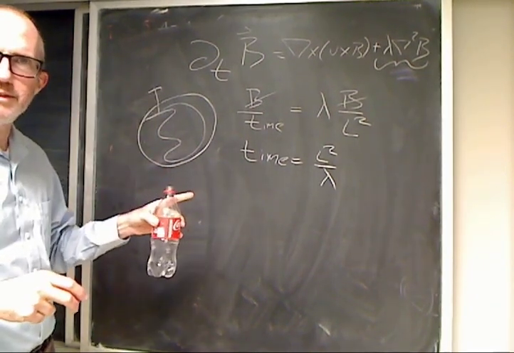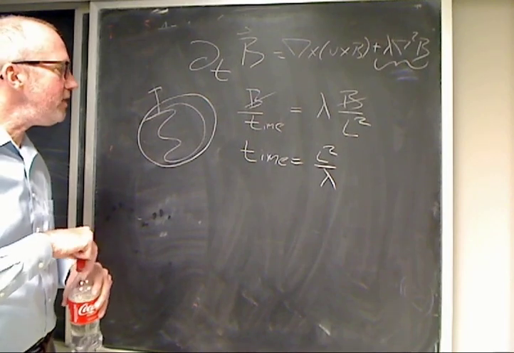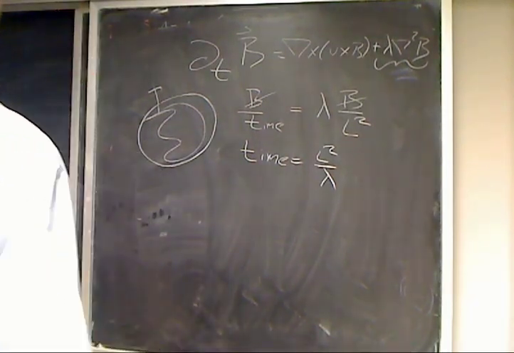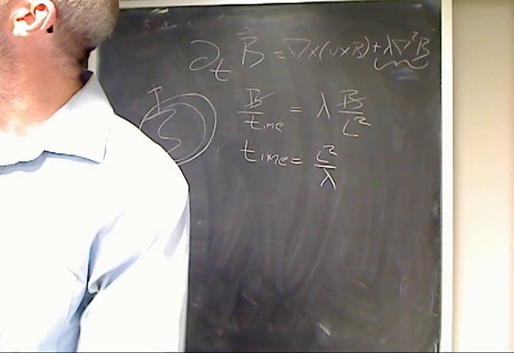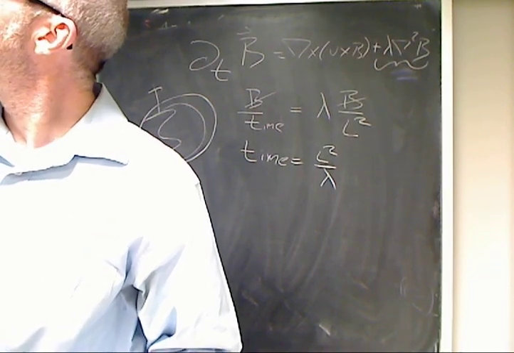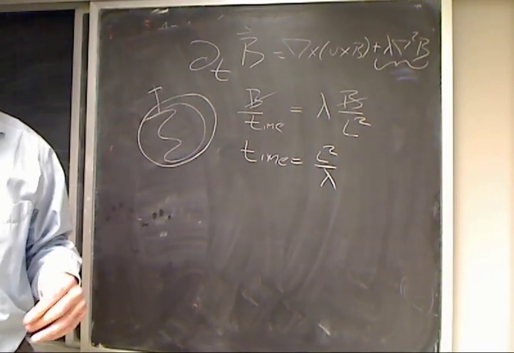Does that make sense? It's pretty straightforward. So then the next question is, for a 10,000 Kelvin plasma, what's the largest structure with a decay time shorter than the age of the universe?